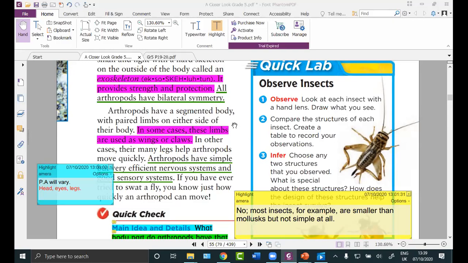Arthropods are the most numerous animal group on Earth. More than half of the world.